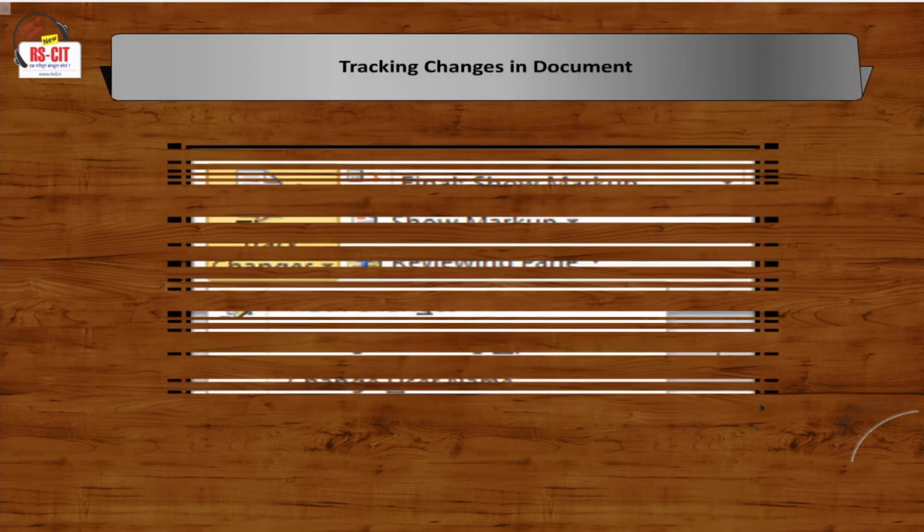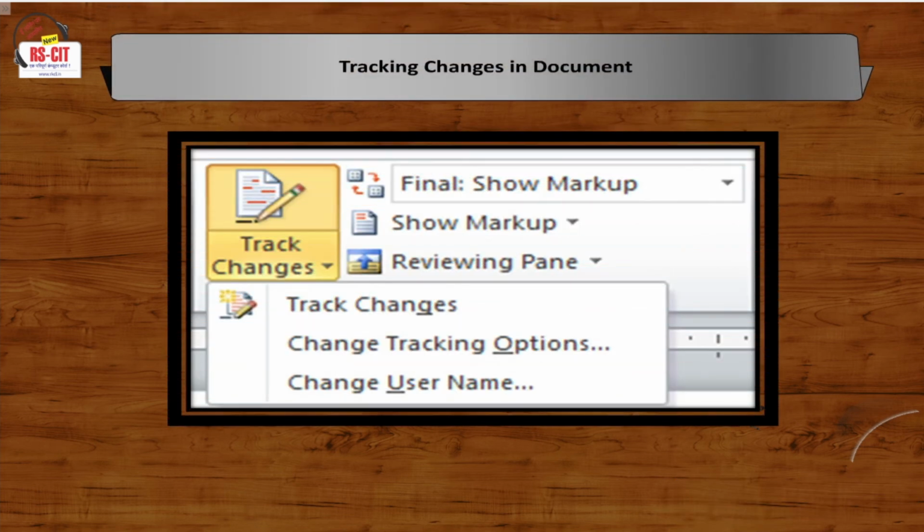Tracking changes in a document. Track changes is a way for Microsoft Word to keep track of the changes you make to a document. You can then choose to accept or reject those changes.